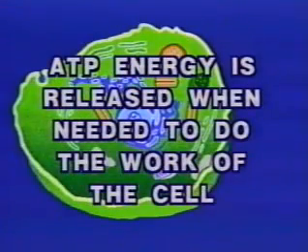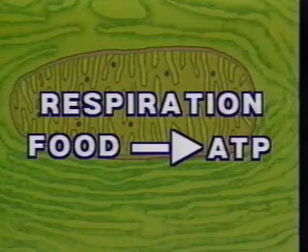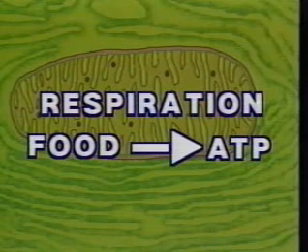Energy stored in ATP can be released later when it's needed to do the work of the cell. ATP is the energy carrier of the cell. During respiration, energy released by the breakdown of food molecules is used to build molecules of ATP. The ATP can then be sent to any part of the cell where energy is needed.